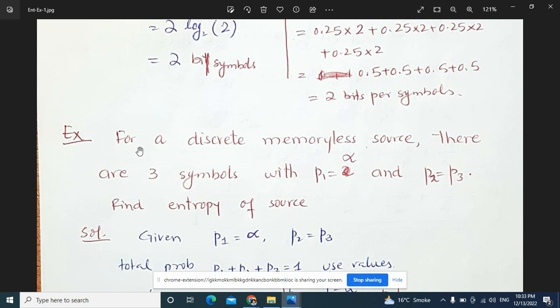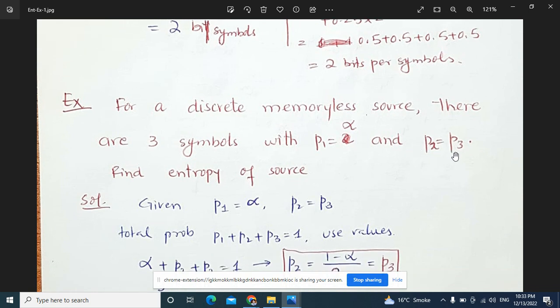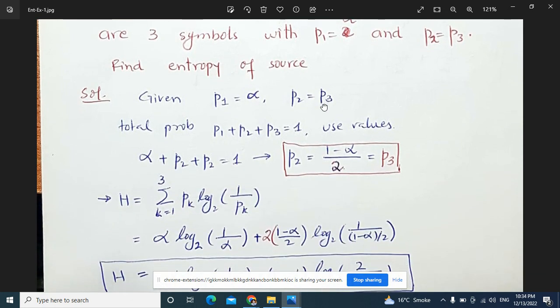So let's have another example. For a discrete memoryless source, there are three symbols with probability P1 equal to alpha and P2 equal to P3. The probability of the first symbol is alpha, and the probability of the second symbol is equal to the probability of the third symbol. You need to calculate the entropy. We already know that the total probability P1 plus P2 plus P3 is equal to 1.